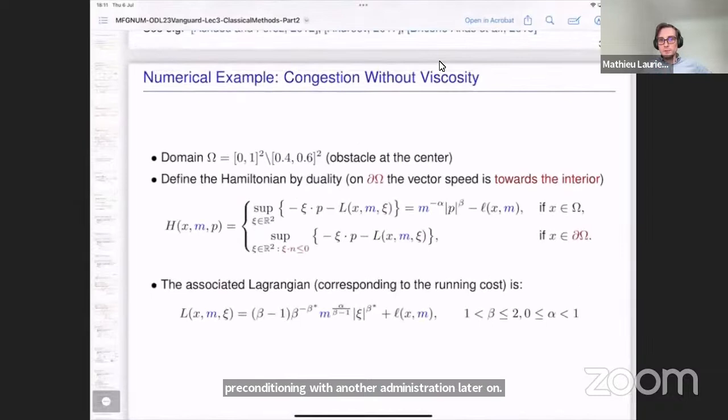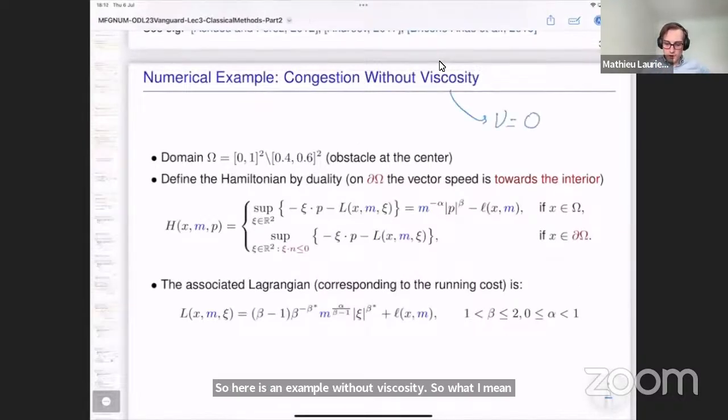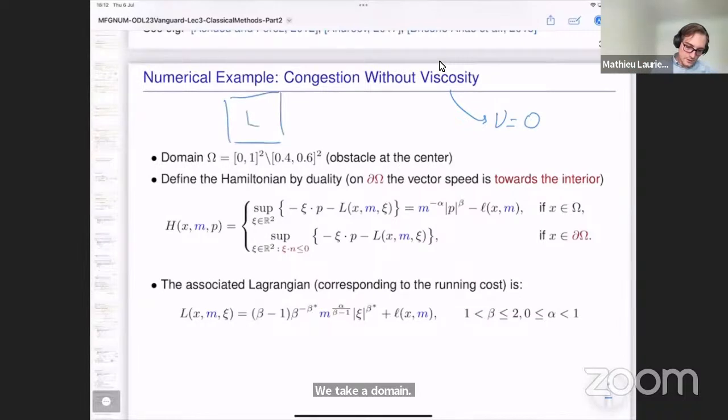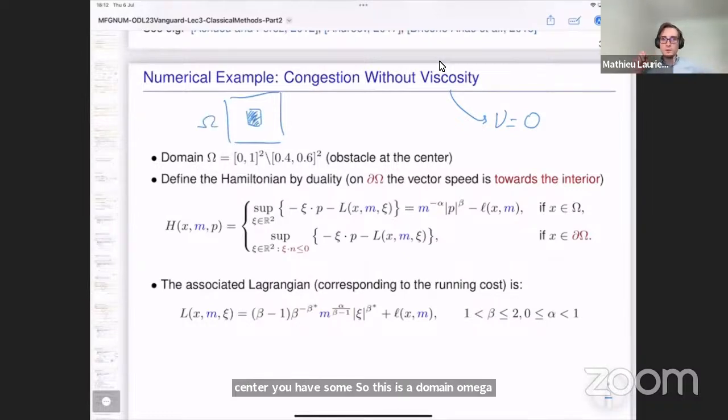So here is an example without viscosity. What I mean by without viscosity is an example where nu is equal to 0, or sigma is equal to 0 in the stochastic interpretation. We take a domain, which is two-dimensional, and in the center you have some obstacle. So this is the domain omega, which is like the unit square, but in the center there is an obstacle. And the mass is going to start here.